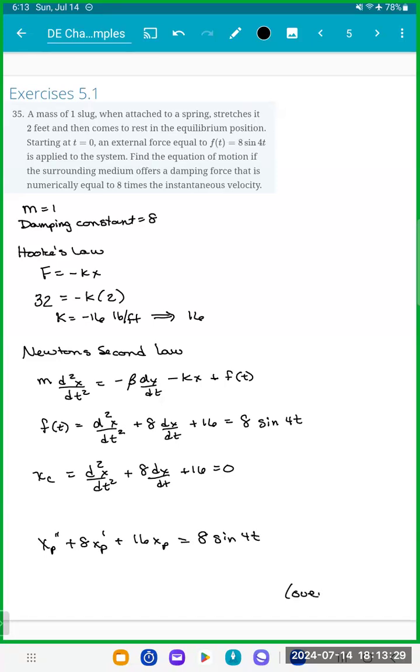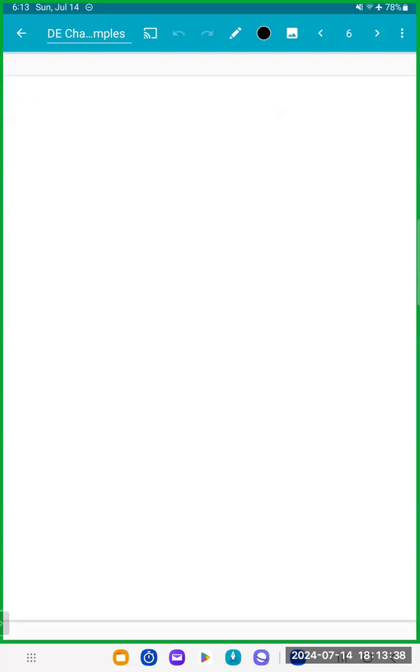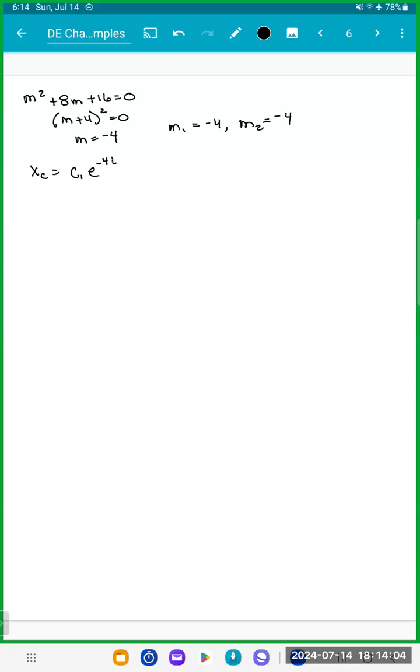And let's just take the next slide. So what this then gives me is that m squared plus 8m plus 16 equals 0. I could factor that as (m plus 4) squared equal to 0. Therefore, m is equal to -4. So essentially, you could think m1 is -4 and m2 is equal to -4. So that gives us x sub c equal to c1 e to the -4t plus c2 t e to the -4t.